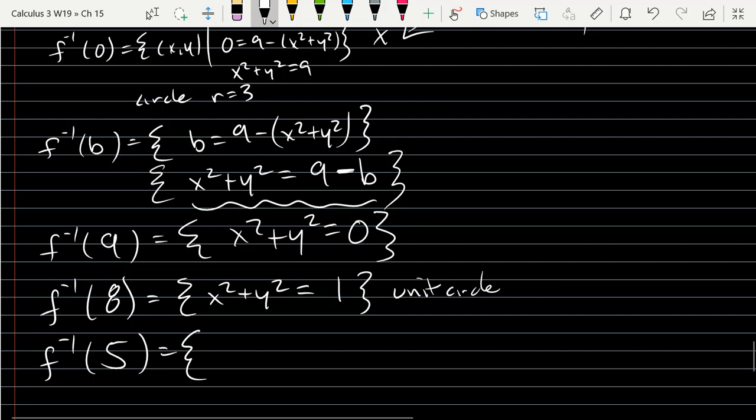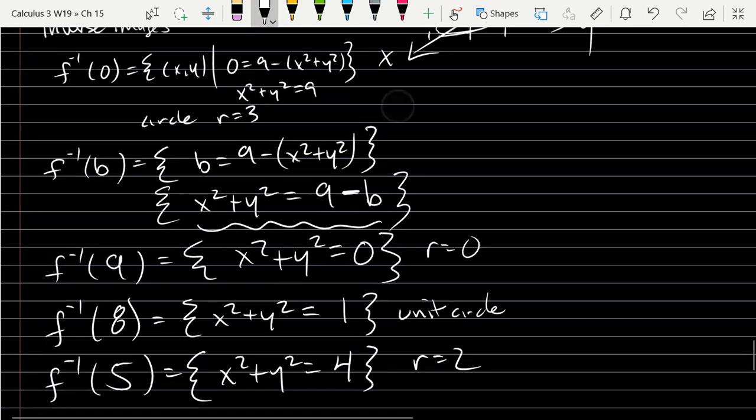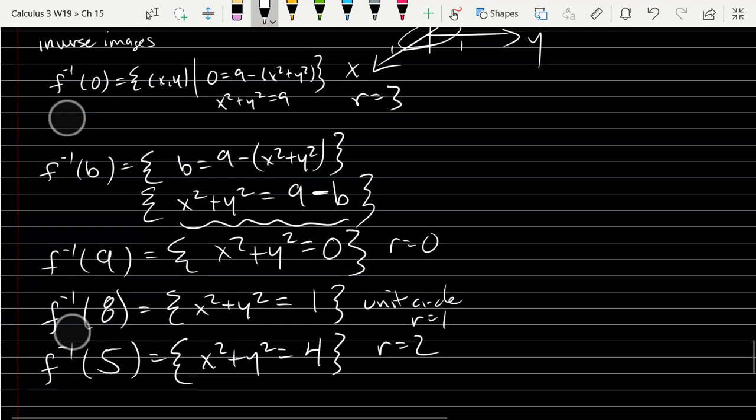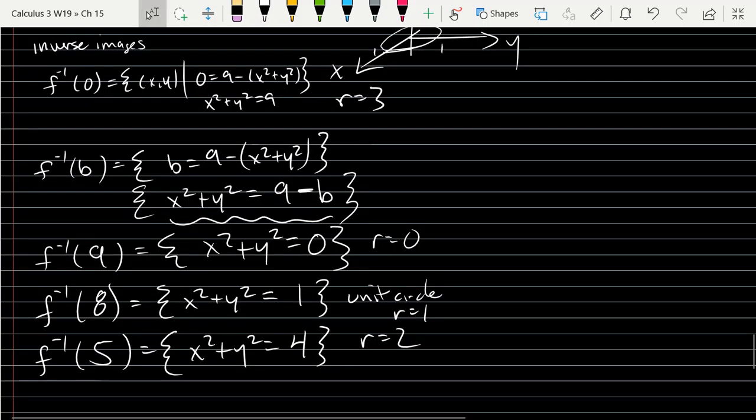And f inverse of 5, so 9 minus 5 is 4. So here radius is 2, radius is 0. Somewhere up here, radius r equals 3. So we got 0, 1, 2, and 3. Let's turn these level sets into a graph.